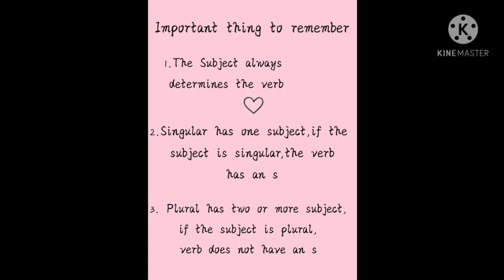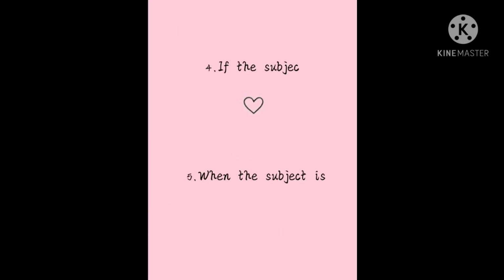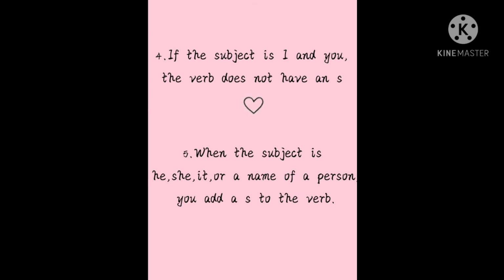Third, plural is two or more. So if the subject is plural, the verb does not have an S. For example, boys do their homework. The subject is boys and it is in plural form. Then the verb is do and it does not have an S. Fourth, if the subject is I and you, the verb does not have an S. For example, I eat banana. You make me happy.